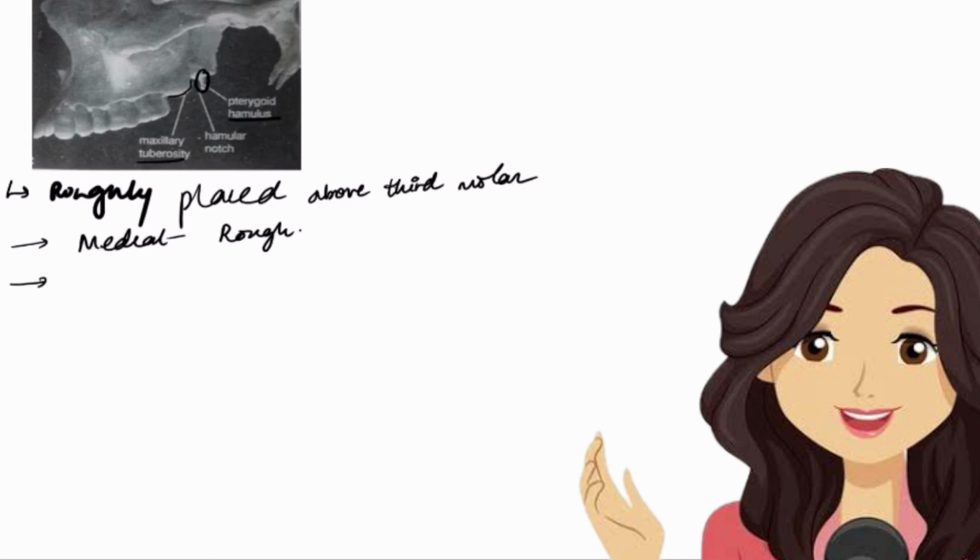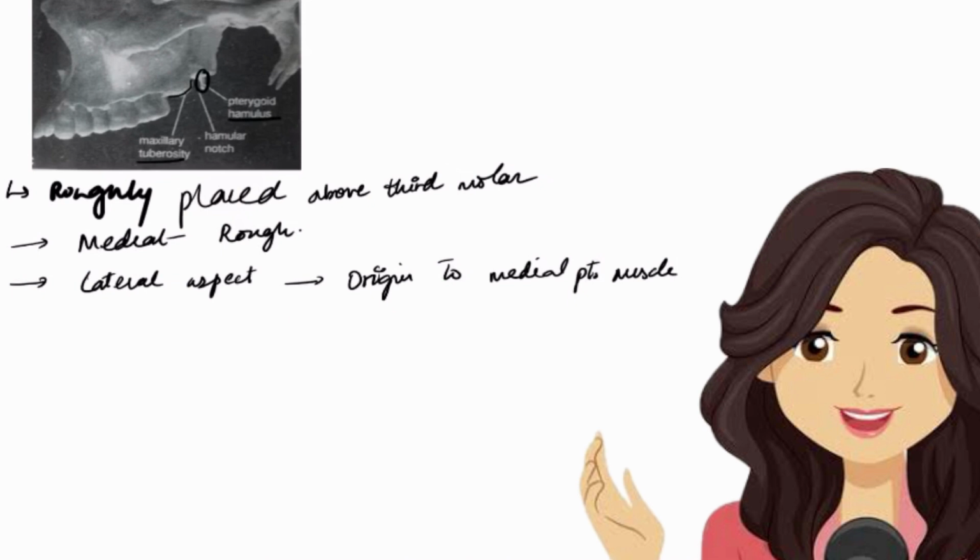The most important point that needs to be considered here is on the lateral aspect of the maxillary tuberosity. It gives origin to which muscle? Just give a thought to it. It gives origin to the medial pterygoid muscle. Right? So the medial pterygoid muscle originates on the lateral aspect of your maxillary tuberosity.